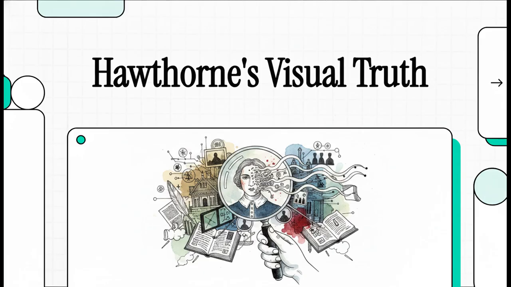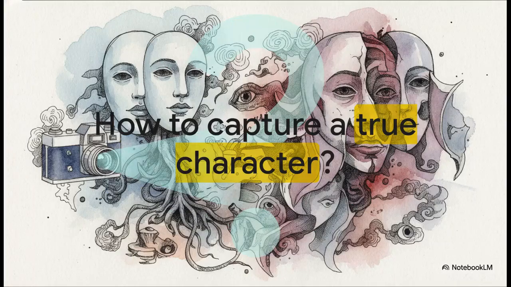We are taking a really fascinating journey into the mind of one of America's absolute greatest authors, Nathaniel Hawthorne. But we aren't just looking at his words today. We're actually diving into his groundbreaking use of visual identity, how he used visual tools to expose the deeply hidden truths of his characters. It's this brilliant collision of literature, ancestral history, and what was at the time cutting-edge 19th century technology. It all begins with a pretty fundamental question.